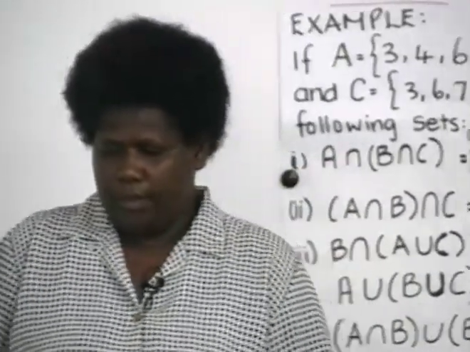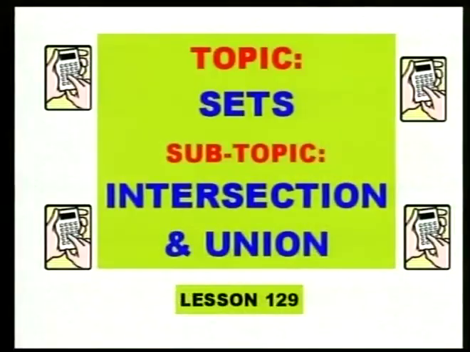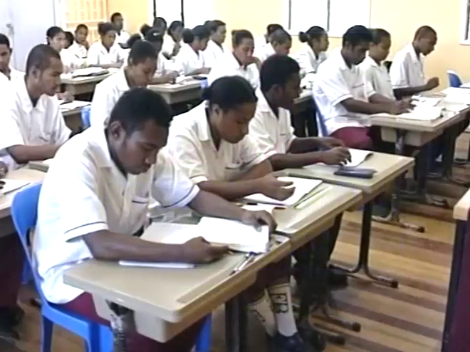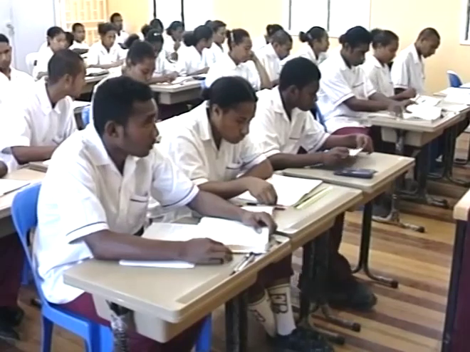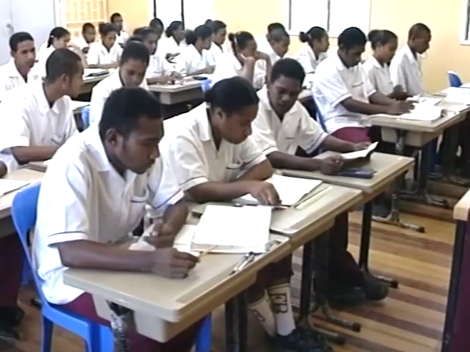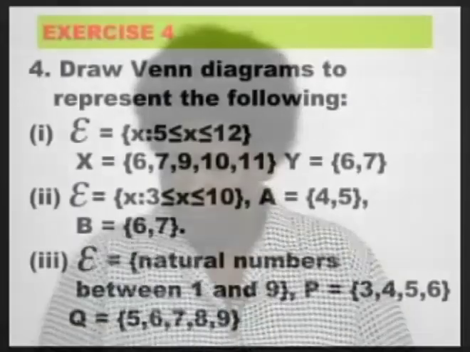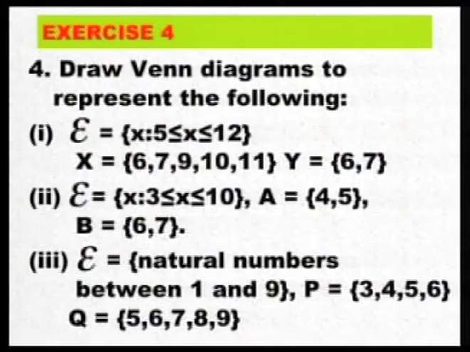Right, the last time we met in our last lesson, I gave you questions 4 and 5 to complete for homework, based on Venn diagrams. There were also questions on intersection and union. So number 4, where it says draw Venn diagrams to represent the following, I would like 3 people to come and draw the diagrams on the board. Let's have some volunteers, please.